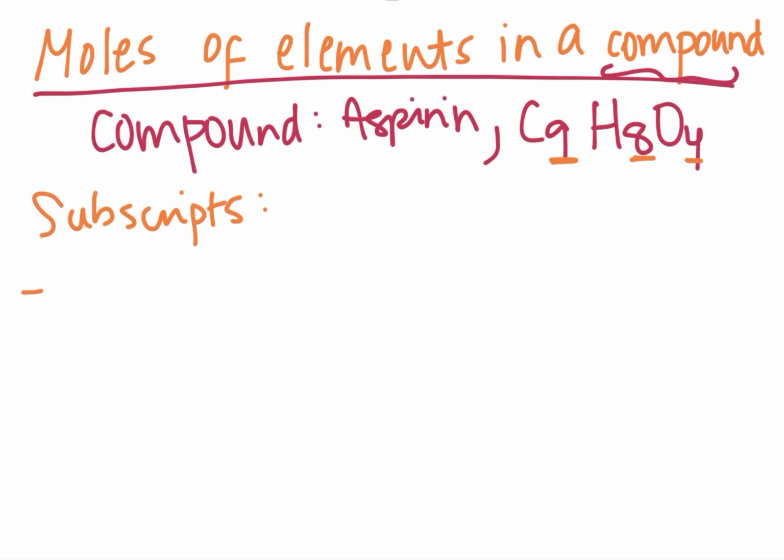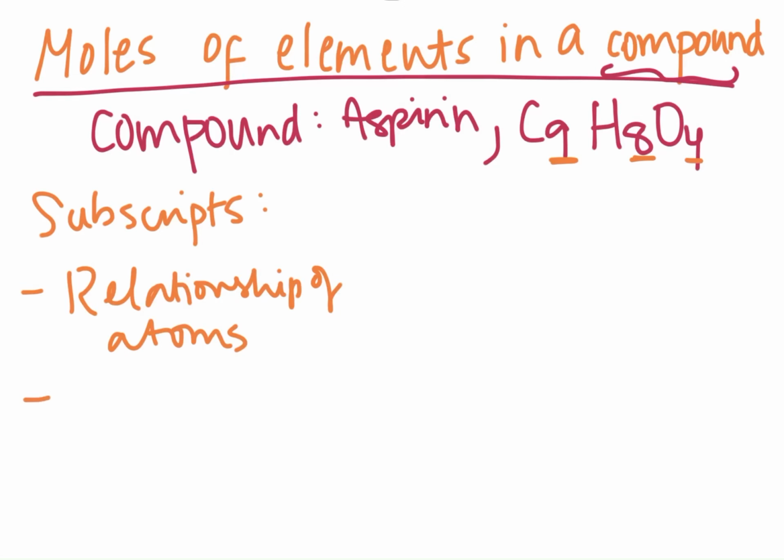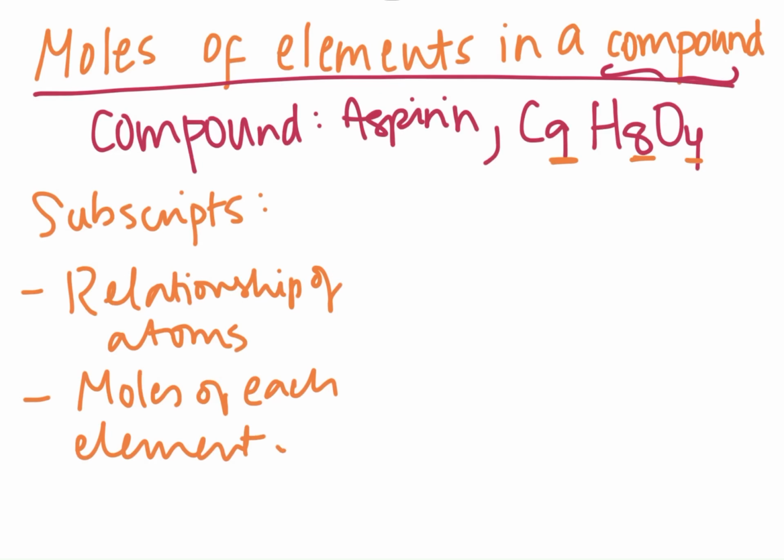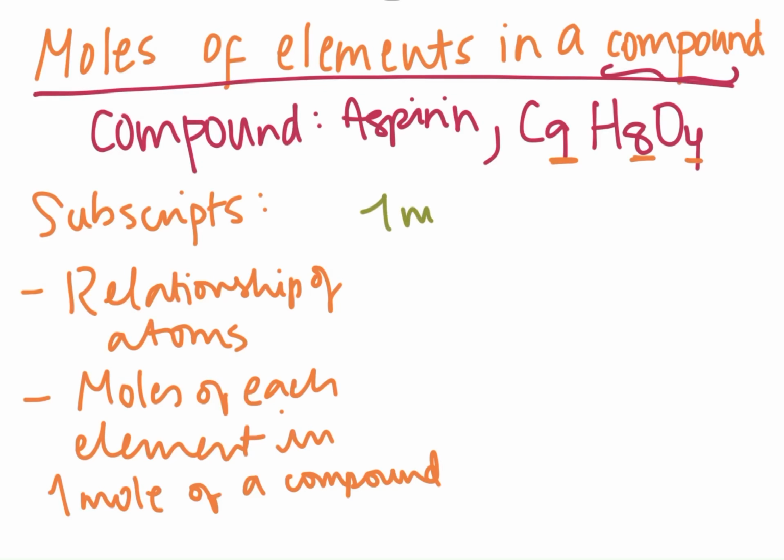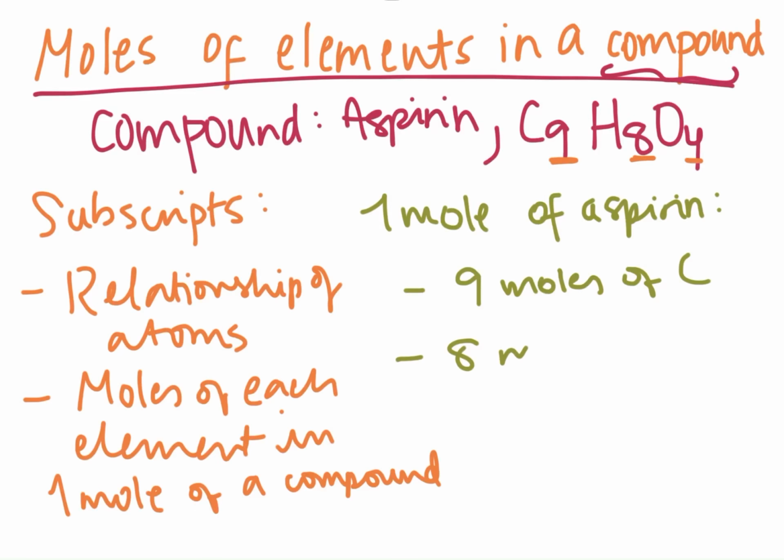These are important because, first of all, they show you the relationship of atoms. And second, the one we're concerned with in this topic, is that they give you the moles of each element in 1 mole of a compound. So it's very useful. It basically tells us that in 1 mole of aspirin, we have 9 moles of carbon, 8 moles of hydrogen, and 4 moles of oxygen. Using this concept, you'll see why it's important in this question.